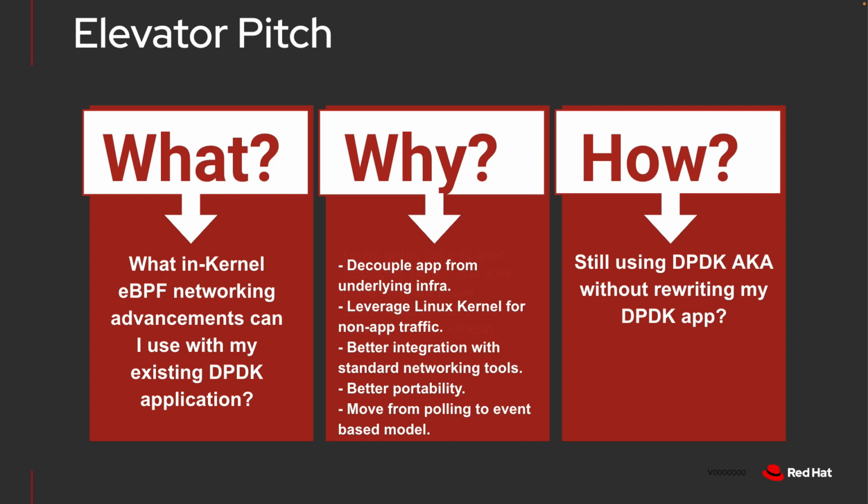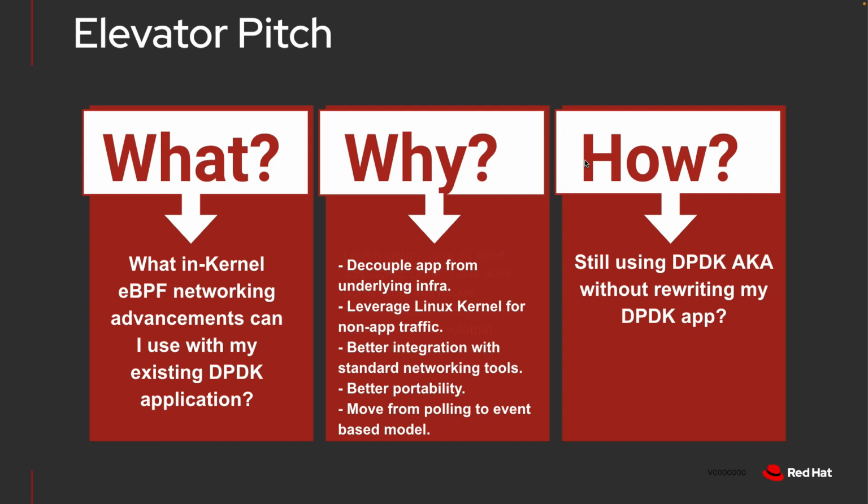Why we might want to do that is for a number of reasons. Firstly, to decouple the app from the underlying infrastructure. We might want to leverage the Linux kernel to deal with non-application traffic. We might want to have some better integration with standard networking tools. We'll be looking for better portability across multiple platforms for a DPDK-based application. And we may want to move from a polling-based model to an event-based one. But one of the key things that we want to be able to do, or not do, essentially, is that we don't want to rewrite our DPDK application.